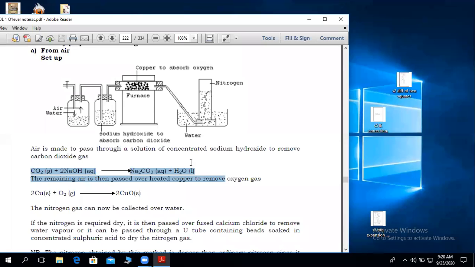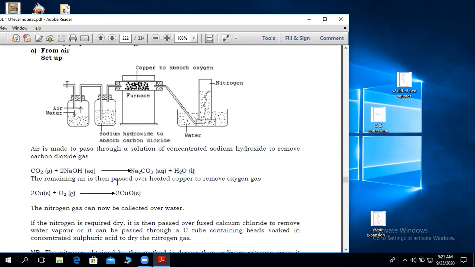Remember, we saw this equation when we were looking at carbon dioxide. We ask you what is observed when carbon dioxide is passed through sodium hydroxide solution. And in this case, there is no observable change. But if carbon dioxide is in excess, you remember, it will form a white precipitate. I hope that is understood.